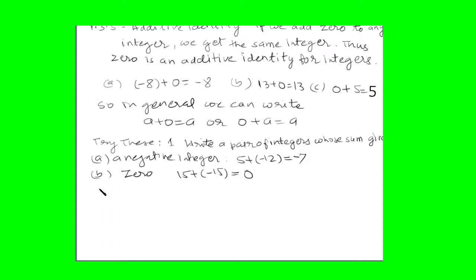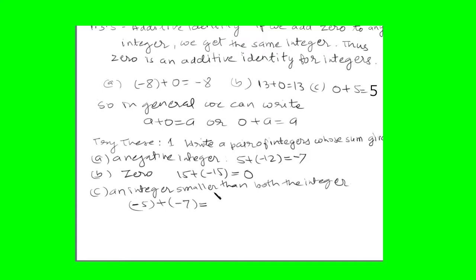Part C, an integer smaller than both the integers. So our example is minus 5 plus minus 7 equal to minus 12. Here we find that minus 5 is an integer and minus 7 is an integer, and if we add these two integers, we get minus 12, which is less than both the integers minus 5 and minus 7.